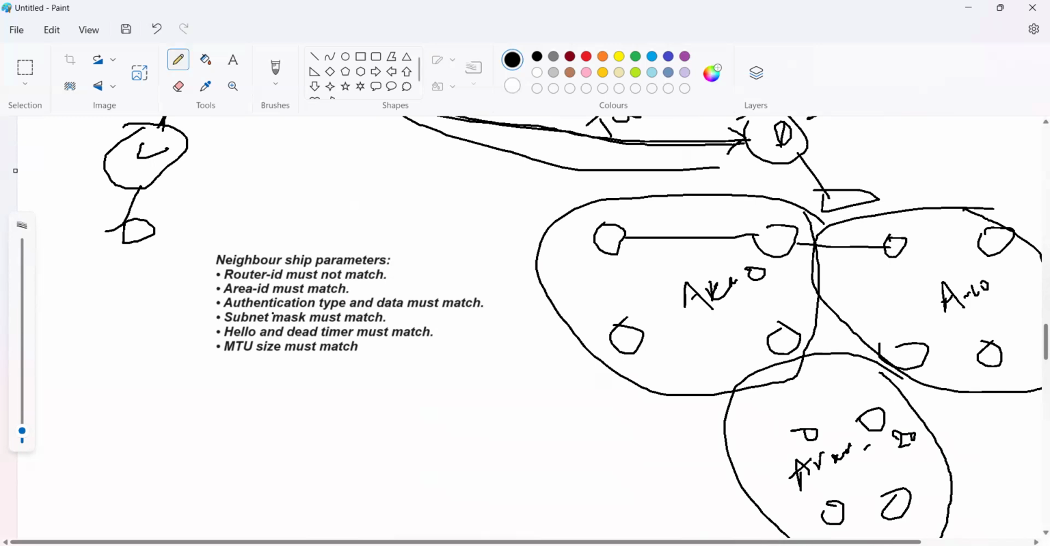Authentication type must match, and subnet mask as well. If we configure 1.1.1.1 here, the same subnet we have to configure there. If the subnet is different, then also they will not form the neighborship. So if you configure it as 1.1.2.2, and the network ID is mismatched, they will not form the neighborship.